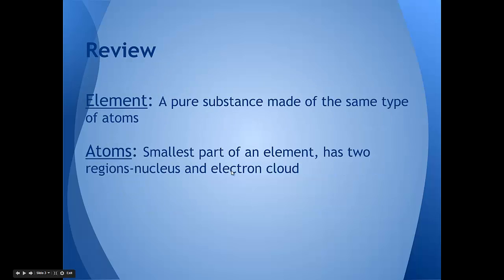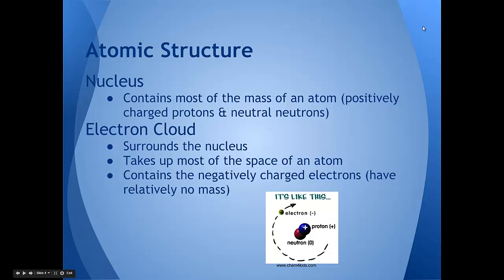Okay, so let's do a quick review. We learned an element is a pure substance made of the same type of atoms. And atoms are the smallest part of an element and they have two regions, the nucleus and the electron cloud. Okay, talking about atomic structure. The nucleus is the center of the atom. It contains most of the mass. The positively charged protons and the neutral neutrons, they have no charge, are here in the nucleus. And that's where most of the mass of the atom is.